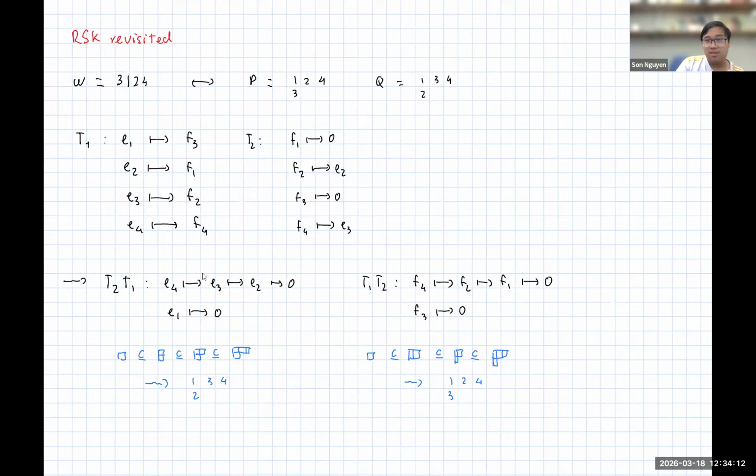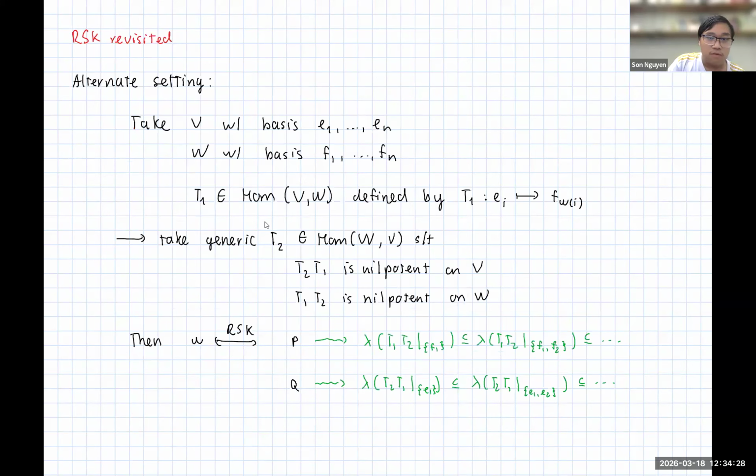Okay, does anyone have any question about my point of view? Just a question about how T1 is defined using the W. How is T2 defined again? T1 goes from V to W, and for T2 you just try to take the most generic linear transformation going the other way. The only condition is that these two products have to be nilpotent.